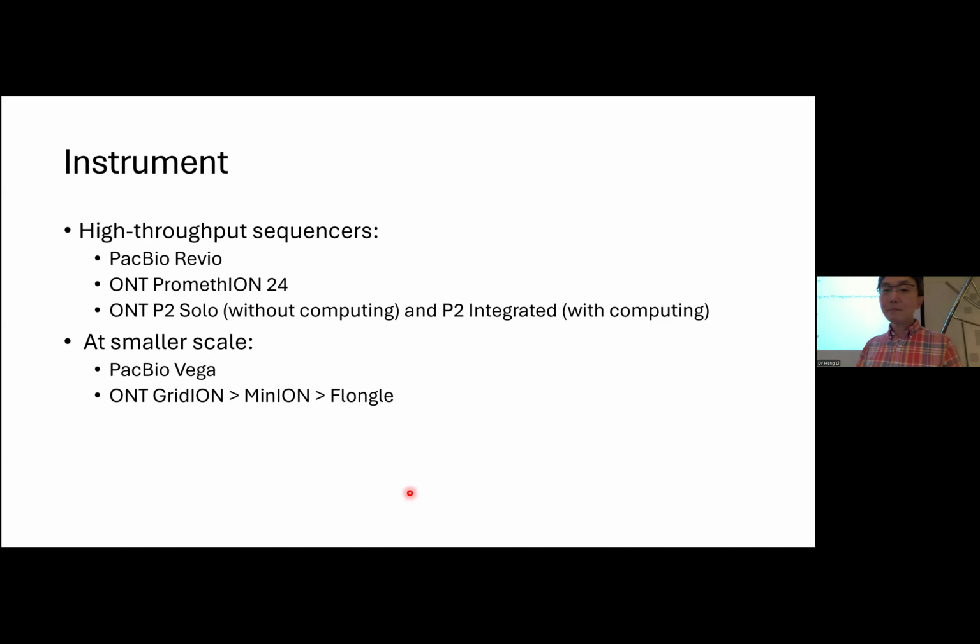And so we have the PacBio Revio, and also the Nanopore PromethION 24. 24 means there are 24 flow cells, and so you can sequence from each one. And Nanopore also recently has the P2 Solo, with the integrated computer, the P2 Integrated, but they have 2 flow cells on this device. At smaller scale, there are these others, more like benchtop or even just handheld, like the MinION and Flongle, you can hold it in your hand.